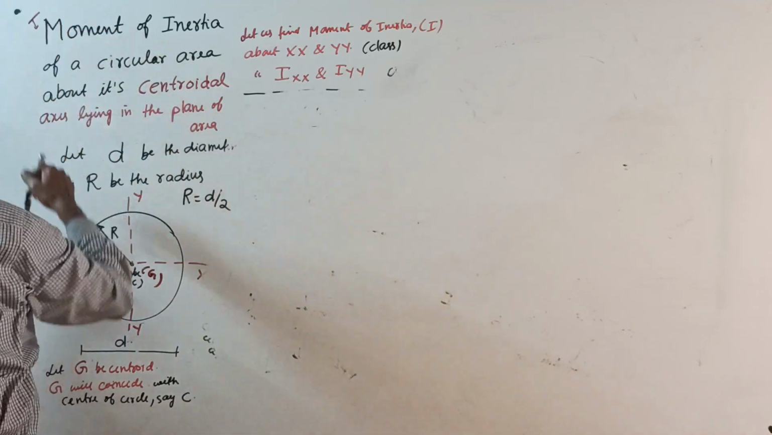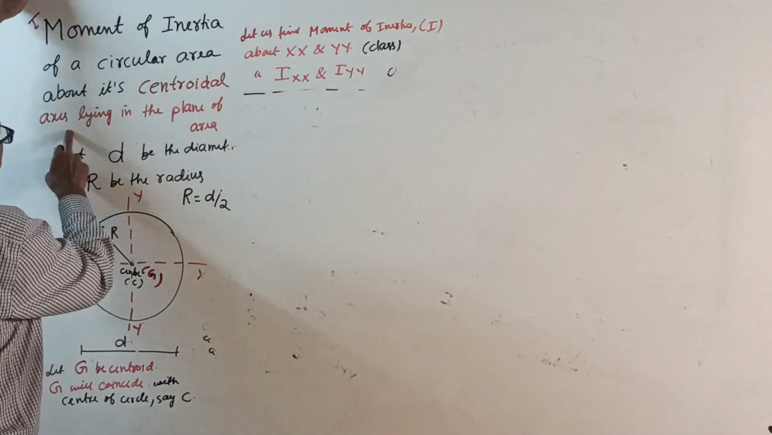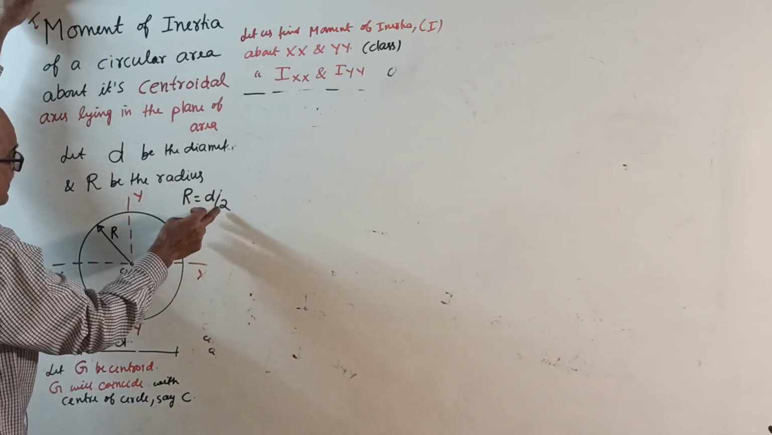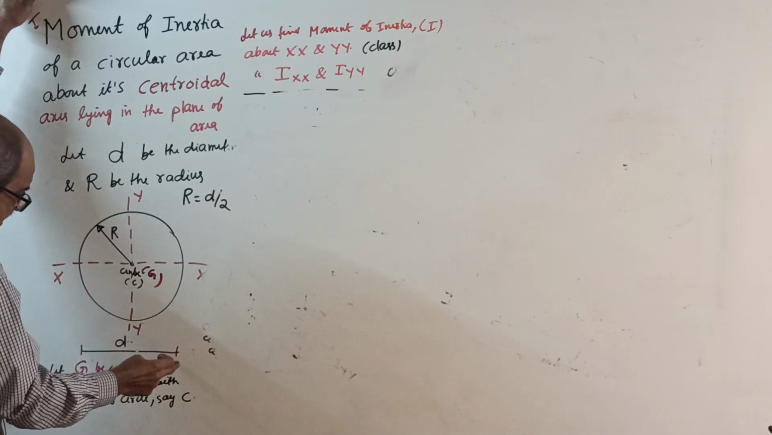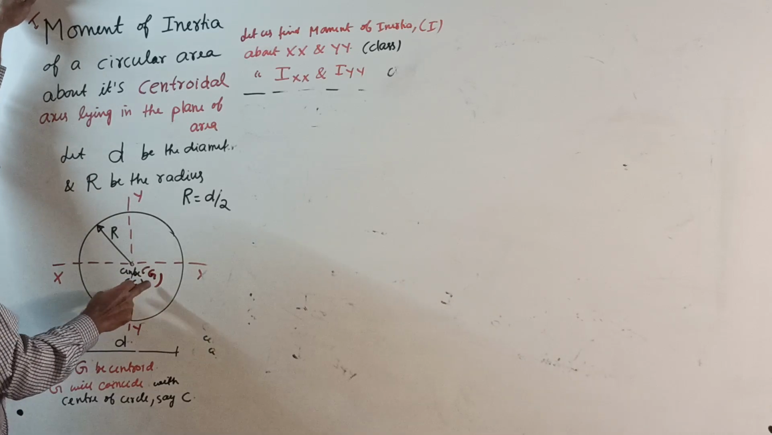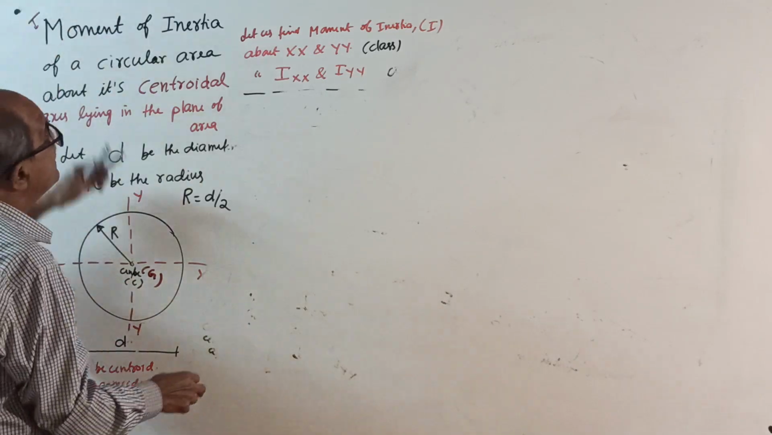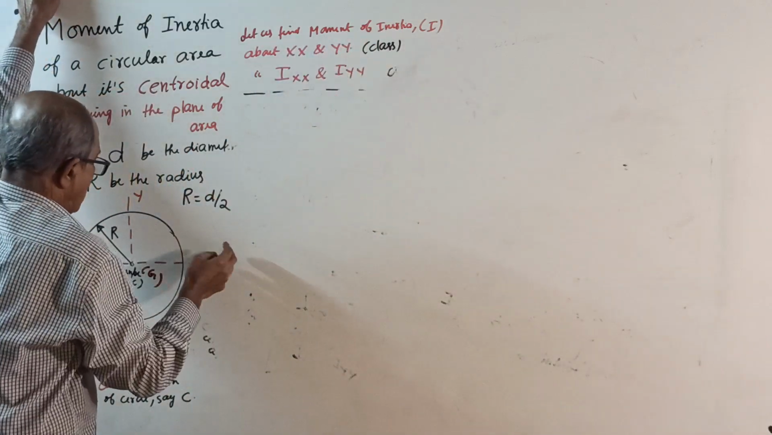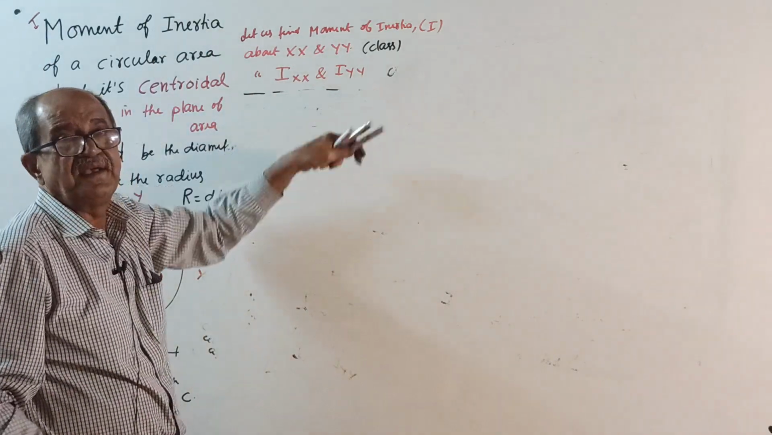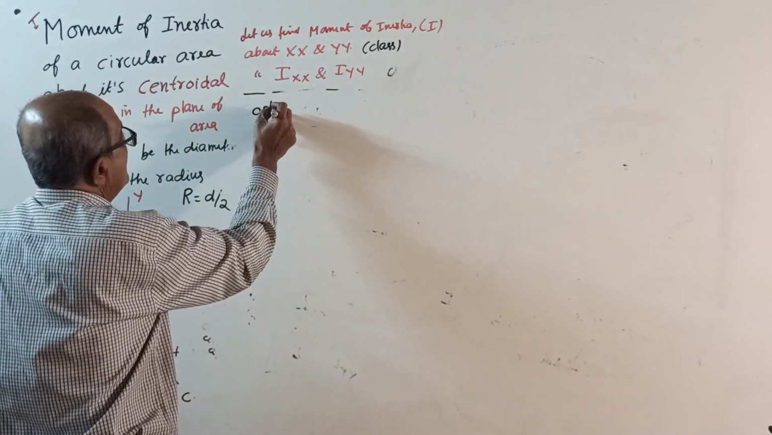Moment of inertia of a circular area about its centroidal axis lying in the plane of the area. Let d be the diameter, r be the radius, r equals d by 2. Show diameter d, show radius r. Centroid C will coincide with centroid G, which coincides with the center of the circle. Let us find the moment of inertia I about the xx and yy axes. That is, we require I_xx and I_yy. Now I will go for option 1.